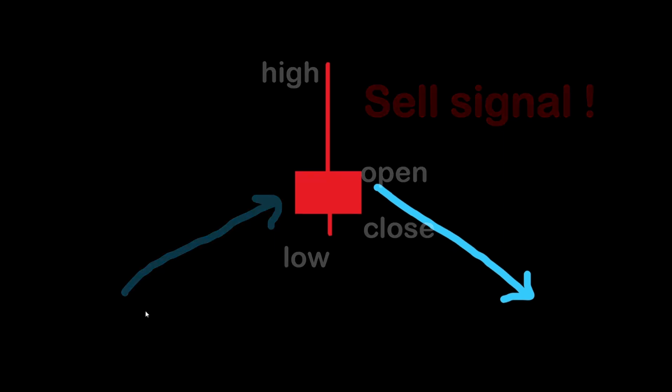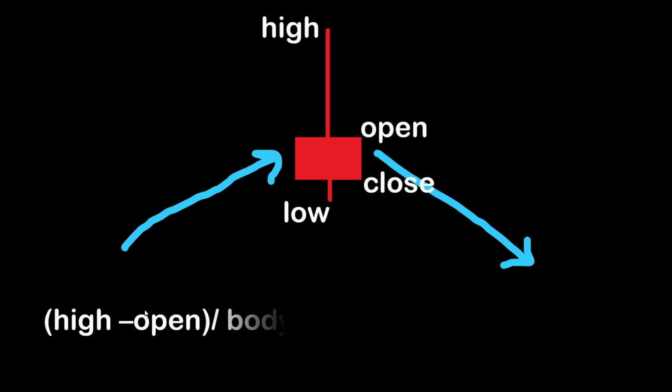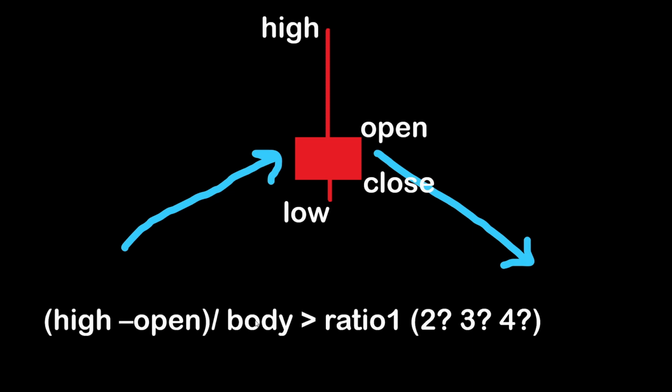And to code this in Python, we can do the following. The high value minus the open value divided by the body. The body is the open minus the close values. This is the body length of the candlestick. So I want that the high minus the open, this distance, divided by the body length should be higher than a certain ratio. Should it be twice as high, 3 times as high, 4 times as high? I don't even know for the moment. I'm going to test those in the code.